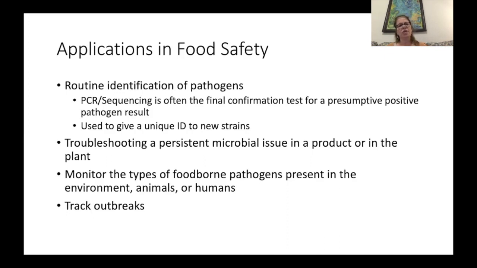And there's lots of other ways we're using this in food safety. A great example, actually, is in troubleshooting persistent microbial issues in a product or a plant. And I think here you might think about listeria, for example. If you have an L mono colonization problem, let's say in your plant, and you know that it's a single strain and it keeps popping up all the time. Frequently, these persistent strains will last for years in a plant environment.